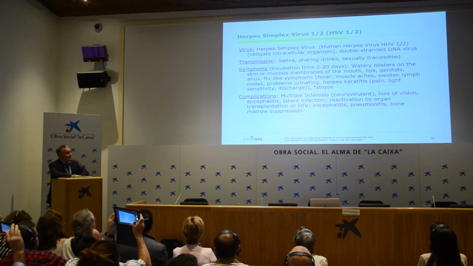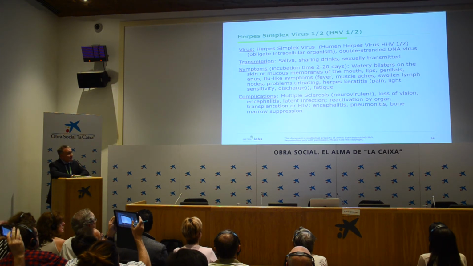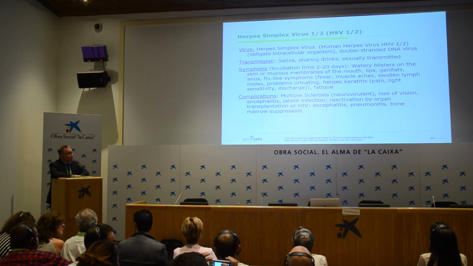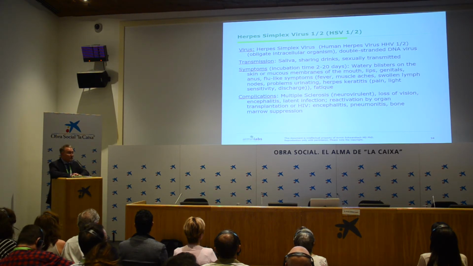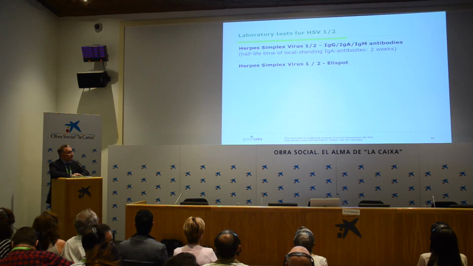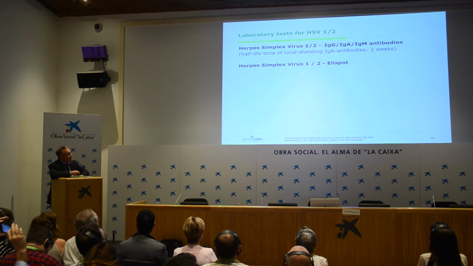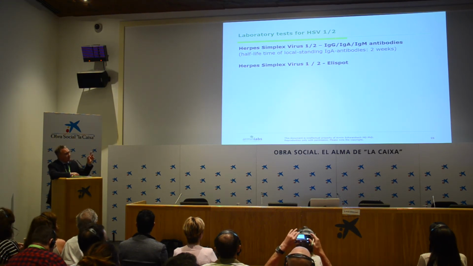Herpes simplex virus is also neurotropic. It's associated with multiple sclerosis. Multiple sclerosis can also be Lyme disease for sure. And all of these are immune triggered. We heard a lot about the immune system. I think it's really important. Here we have a good IgA test for herpes simplex virus, and we can do the ELISpot. Important is to know the IgA antibodies have a half-life of just 2 weeks.